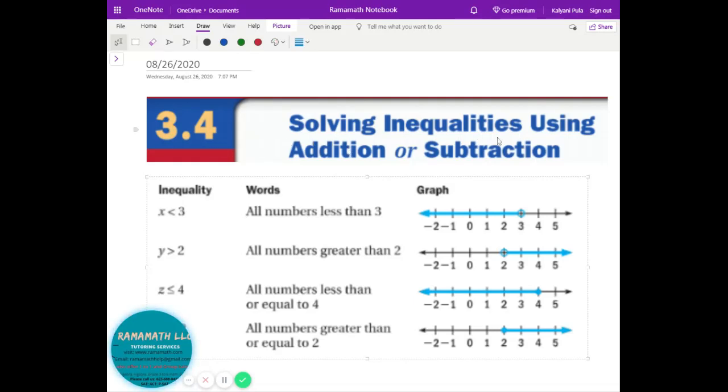This one, solving inequalities using addition or subtraction. So when you look at this one right here, x less than 3. Okay? X less than 3, anything that is less than 3, it's going to go this way.